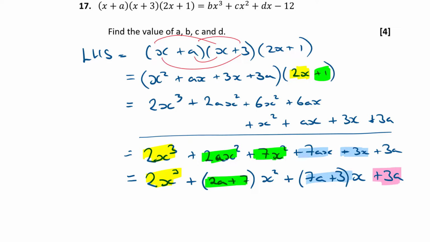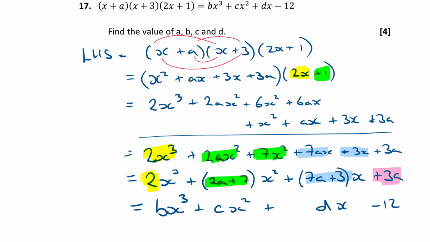Okay, so I've got 4 terms now: a term in x cubed, a term in x squared, a term in x, and a constant. Now, if you remember to go back to the right-hand side of this equation, I was told earlier that this thing was equal to bx cubed plus cx squared plus dx minus 12. Okay, so I've kind of highlighted these a little bit.